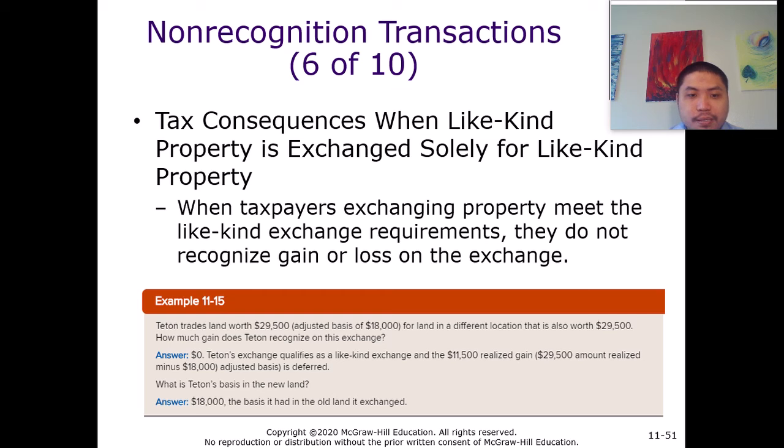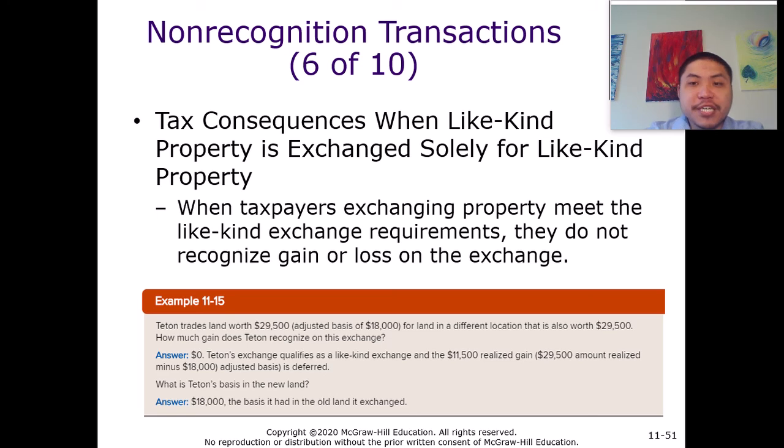And the gain that is realized, resulting from the appreciation of the land, is going to be deferred. The gain of 11,500 here is going to be deferred until later, right? And that's what the basis of Titan in the new land reflects. So the answer is $80,000, right? And that's another thing I want to point out to you.